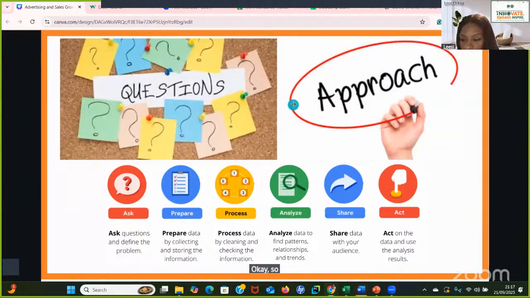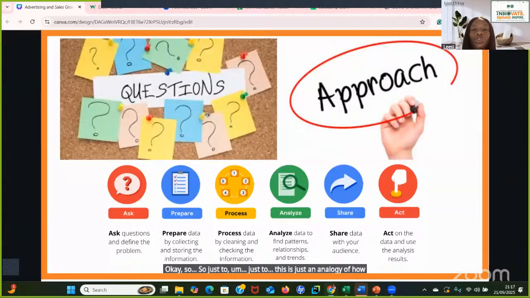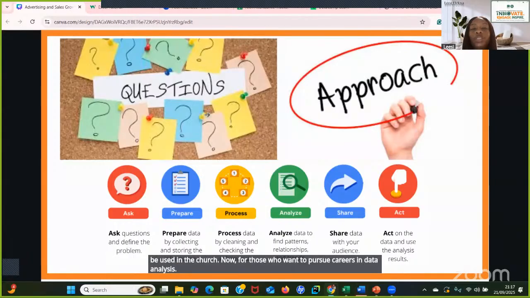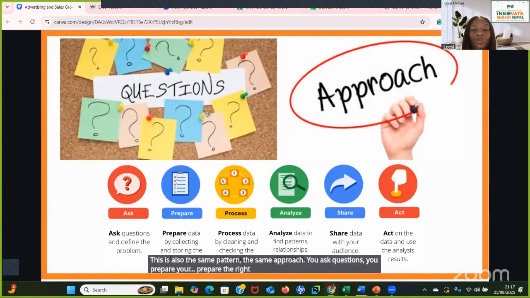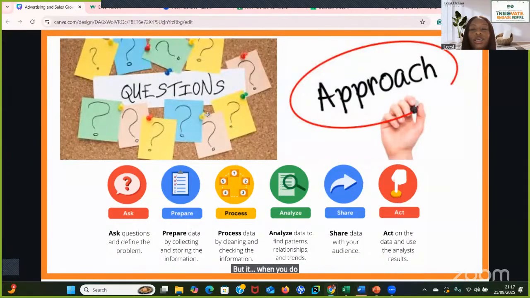Okay, so this is just an analogy of how it can be used in the church. Now, for those who want to pursue careers in data analysis, this is also the same pattern, the same approach. You ask questions, you prepare the right data, you process it, you analyze it, you share, and then you act on that data. But when you do analysis and you don't act on it, it's as good as not doing anything.